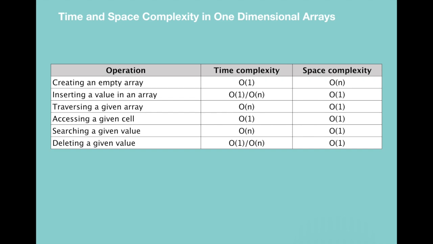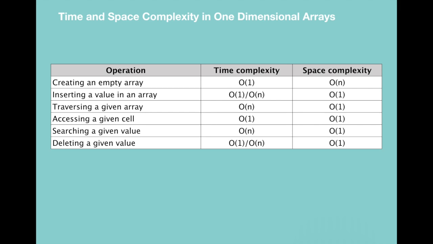Then the next operation is inserting a value in an array. So if we are inserting a value at the end of the array, it will take constant time complexity. But if we insert a value at the beginning of the array, it will take O(n) time complexity. This is because when you insert a value at the beginning of the array, all elements have to shift one element to the right. So this will take O(n) time complexity.